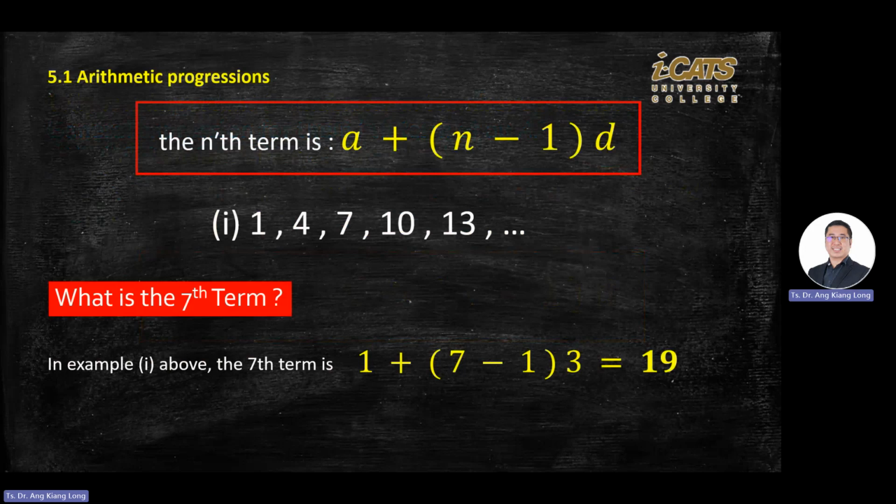So you can guess also from here if you do it manually. You know that the difference is 3. So the 6th term is 16. The 7th term is 19. But if the question asks you for the 1,000th term, then you cannot. So you need to use the general equation.